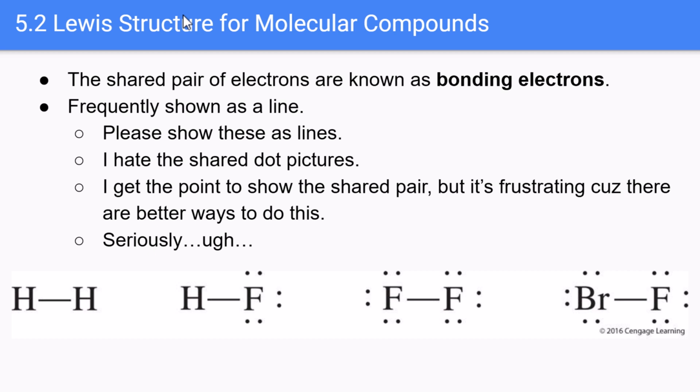The line in the middle represents a shared pair of electrons, so I ask that you please show these as lines. I hate the shared dot pictures. I get the point to show the shared pair, but it's frustrating. There are better ways to do this. Seriously, please just draw a line. It will make your life easier. It will make my life easier. It will make me happy. It will make other professors happy. I don't care what they say. My way is the right way, and you can fight me about that.